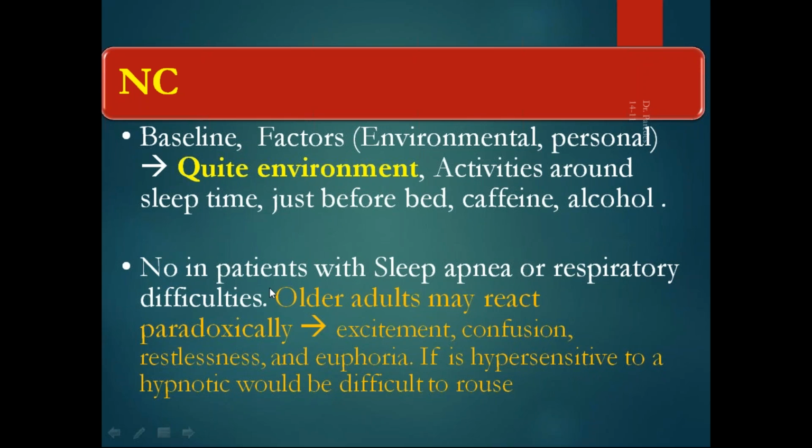All right, so here we have this for medication for insomnia. This is another NCLEX question. Older adults may react paradoxically. That means that if they take sleeping pills, they are going to have some excitement, confusion, restlessness, and euphoria. So it's totally the opposite: you want to sedate the patient, to calm the patient, and it is going to make totally the opposite. That can mostly happen in elderly people.